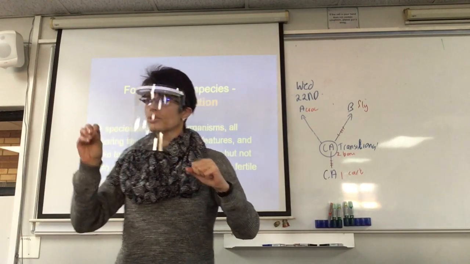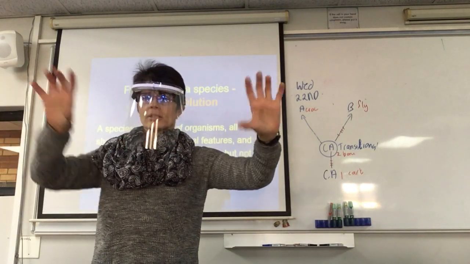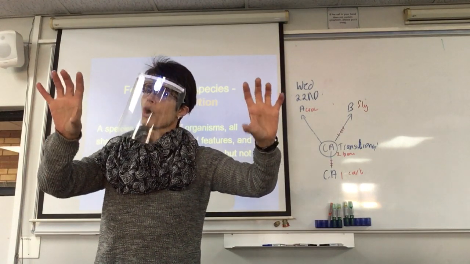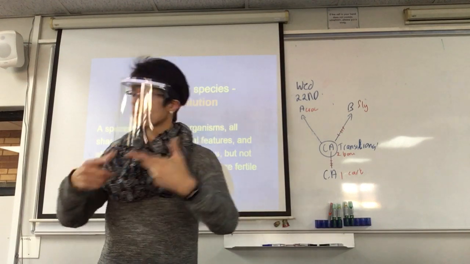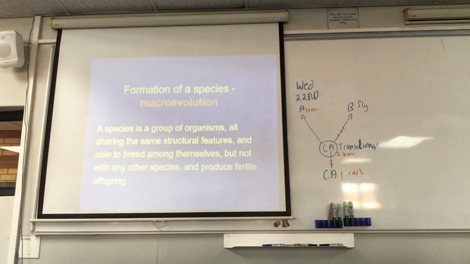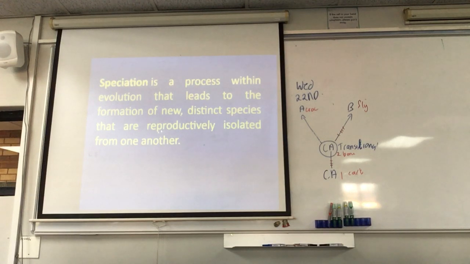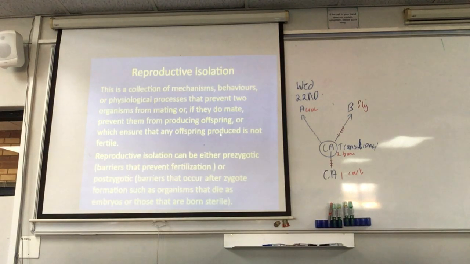So we say that when a new species is formed, the two groups that have been formed can no longer breed successfully. They cannot produce a hybrid, or they produce a hybrid which is no longer fertile. Okay. So speciation leads to new distinct species, and they are either reproductively isolated from one another, or they can even be isolated in terms of where they live. Okay. So reproductive isolation: it's changes that occur.